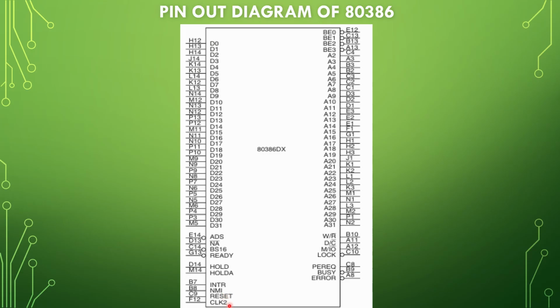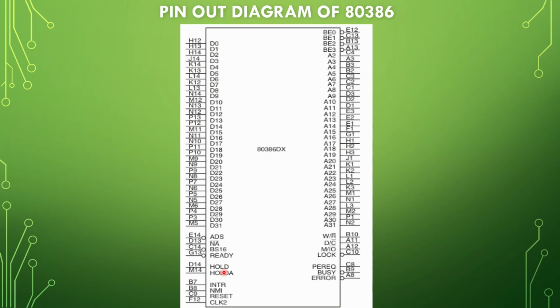Next control signal is the clock signal. As you know, that is the clock input of this particular 80386 processor. So these are the major control and status signals. Then comes the DMA and coprocessor support. That includes HOLD, HLDA, then PEREQ, corresponding ERROR, then also NA enable. These are the different signals.